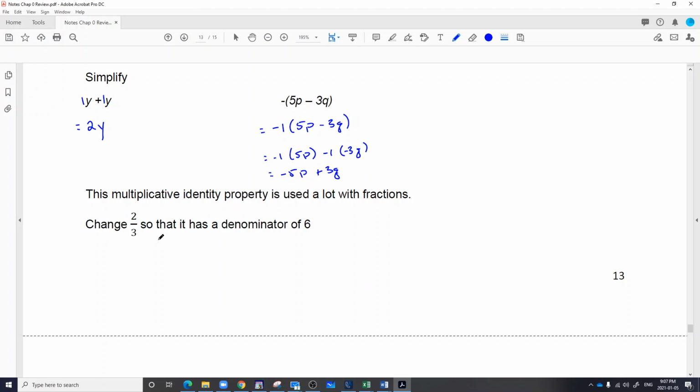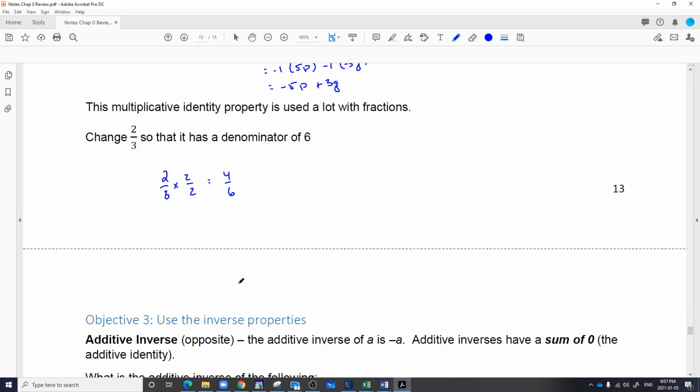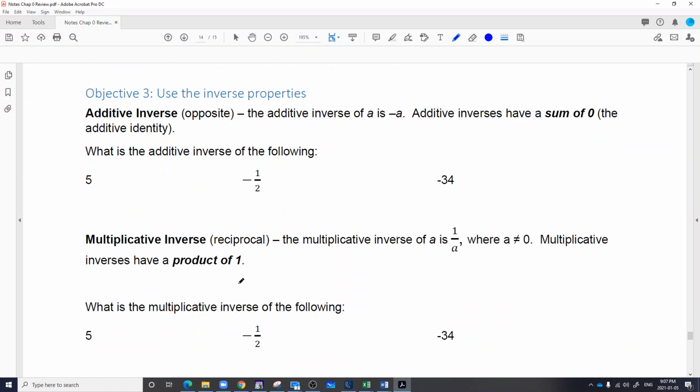If I wanted to change 2/3 to have a denominator of 6, I shouldn't have written that above. I always get ahead of myself. I create these notes, and so sometimes I forget that I'm going to talk about that thing later. All right, the next properties: we've had the distributive property and the identity property.